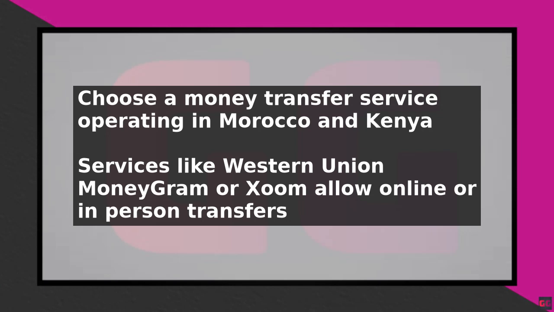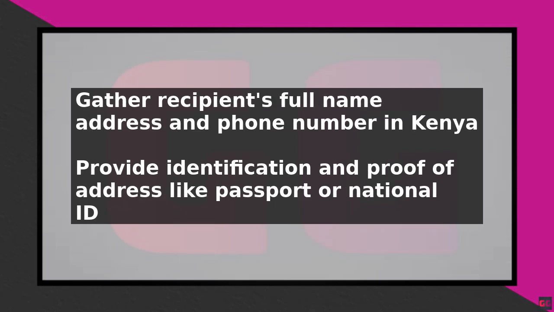Next, you will need to gather the necessary information, including the recipient's full name, address, and phone number in Kenya. You will also need to provide identification and proof of address, such as a passport or national ID card. Once you have chosen a money transfer service and gathered the necessary information, you can start the transfer process.